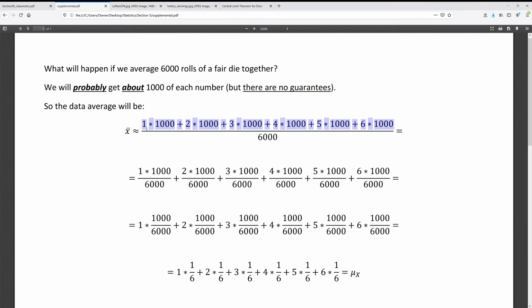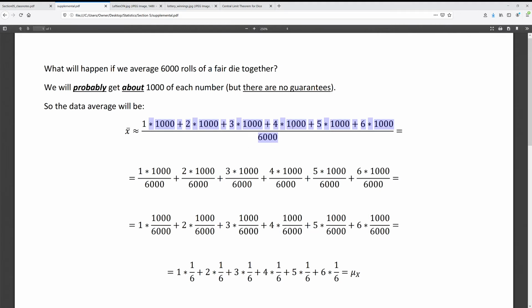So if we add in 1 1,000 times, add in 2 1,000 times, add in 3 1,000 times, add in 4 1,000 times, add in 5 1,000 times, add in 6 1,000 times, then this is what we're going to get, right? And then if it is exact, if this is what we get when we roll the die 6,000 times, big if, then we'll divide by how many rolls we did. Now let's break this up. Everything that follows is just math. It's all exactly equal.